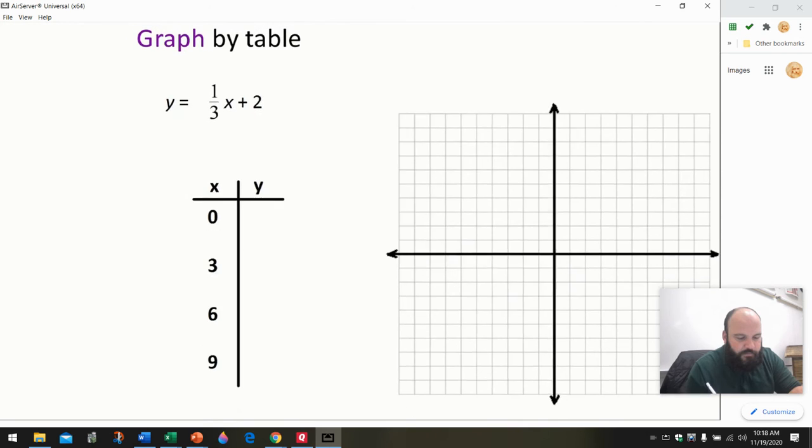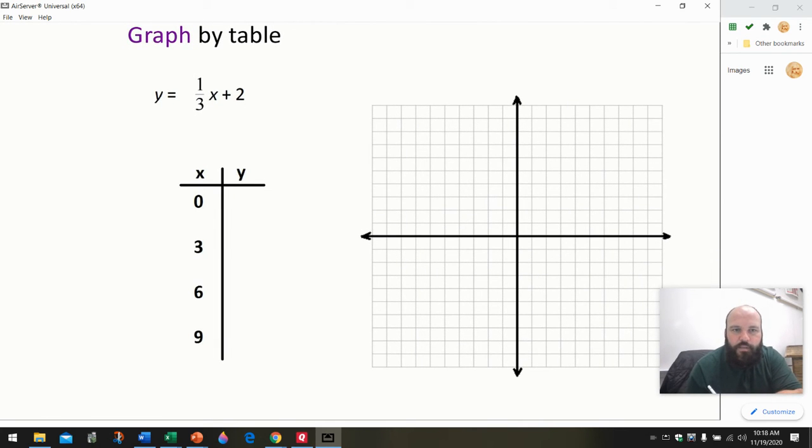Okay, this is the last one we're going to do. You can see that we have y equals 1/3 x plus 2. Each one of these x values is going to get dropped in for x, just like we did in the last one, so we can get our y values. Once we have our y values, we will be able to plot our equation. So I'm going to put a 0 in. y equals 1/3 times 0 plus 2. 0 times 1/3 is 0, so we're left with y equals 2. I'm going to write 2 right there.